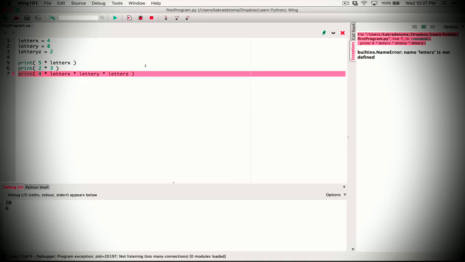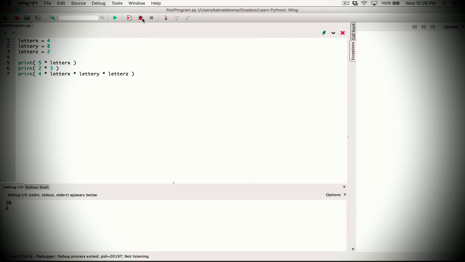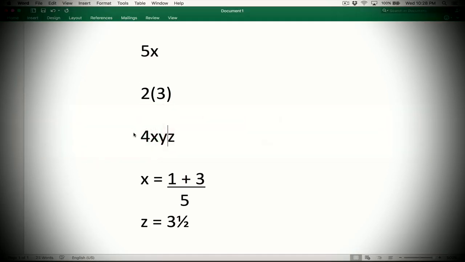So run this, and we have an error. Letter z is not defined. I called this letter yz, so I'm going to name this letter z so it will match. Run it one more time, and it's working. Okay, so let's see the next one.